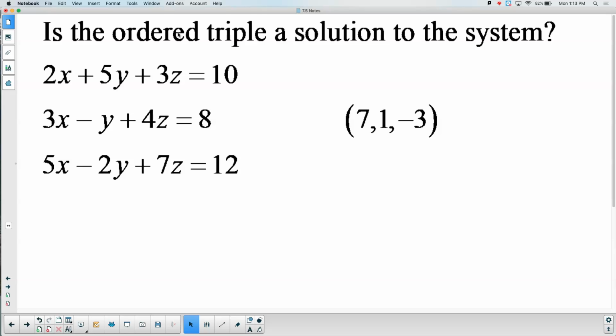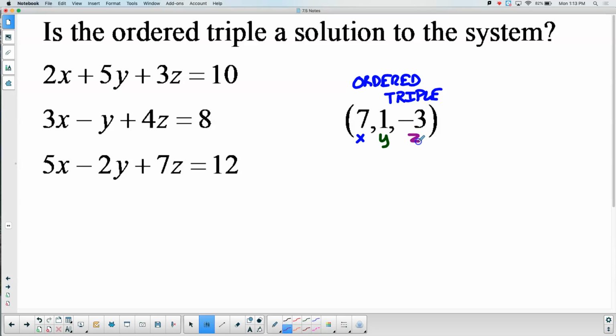Okay. So now what we're going to have is ordered triples, because we've got 3 equations with 3 unknowns. An ordered triple looks like this. It's got 3 numbers inside the set of parentheses. Again, alphabetical inside there, so that means that 7 is x, 1 is y, and -3 is z.